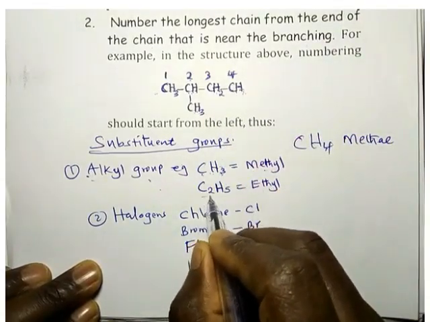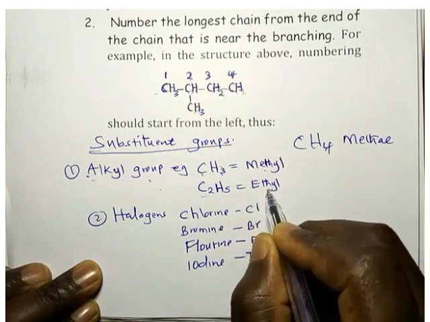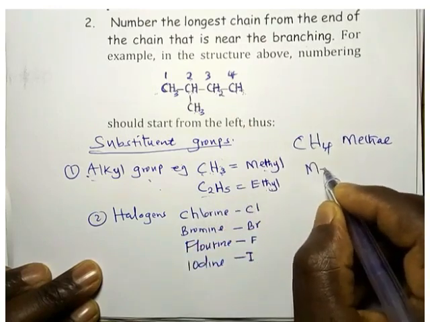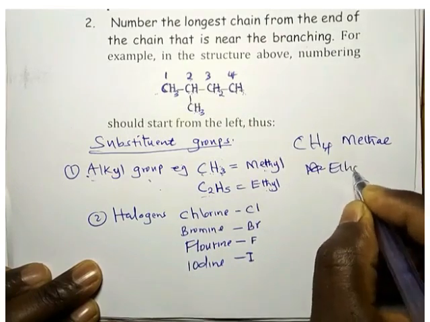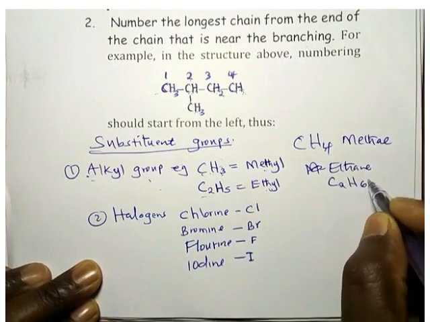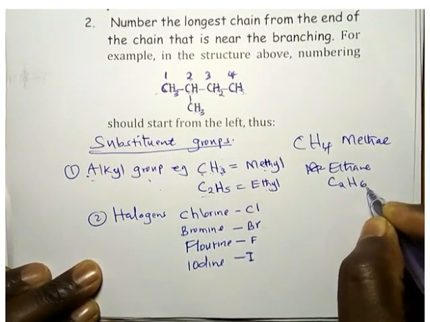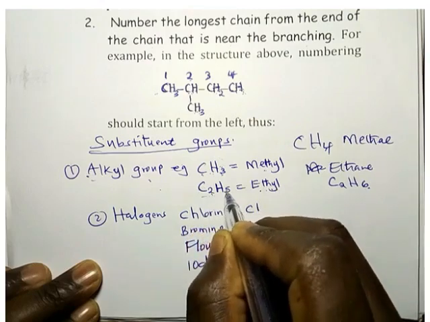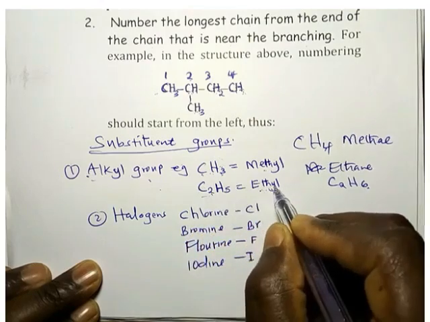The other one is ethyl. Where do we get ethyl from? We get it from ethane. Ethane is C2H6. So once you remove one hydrogen here, you form the ethyl group. Therefore, if you see C2H5, that one is called ethyl.